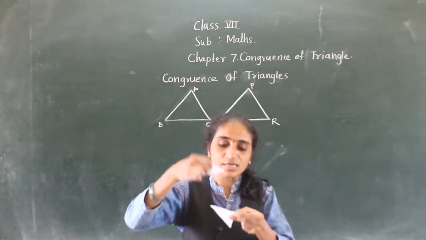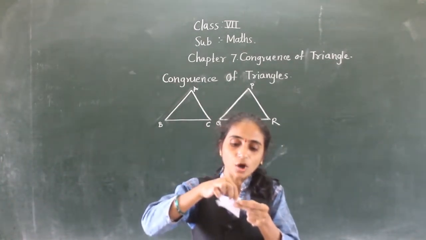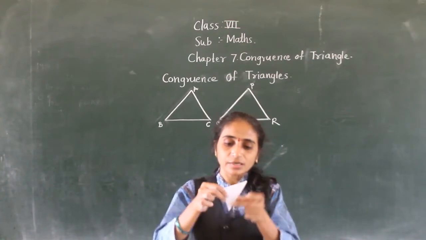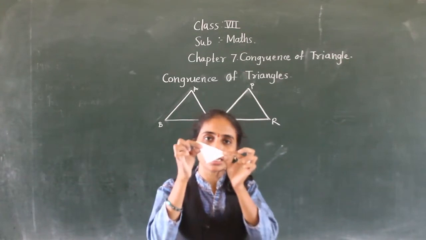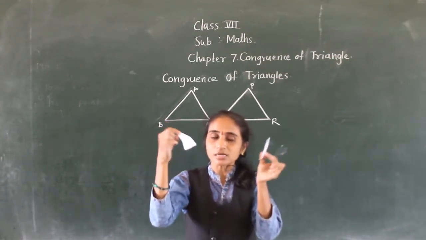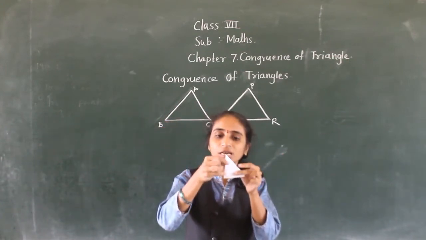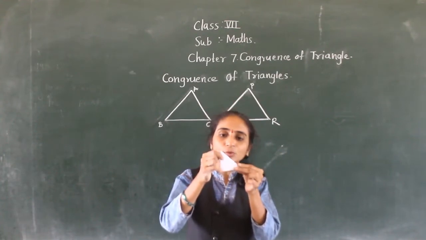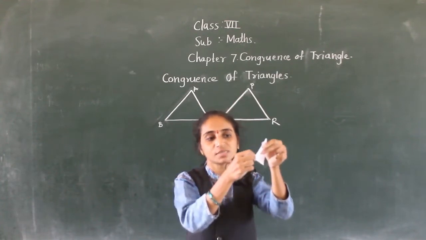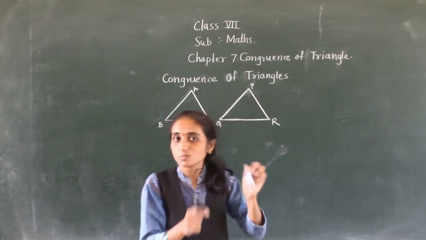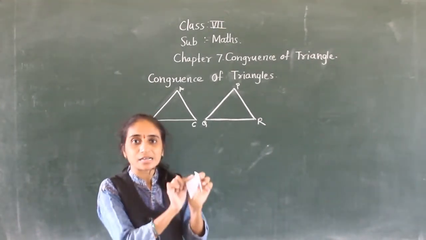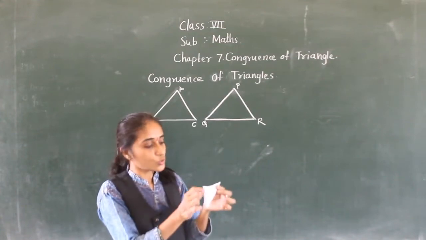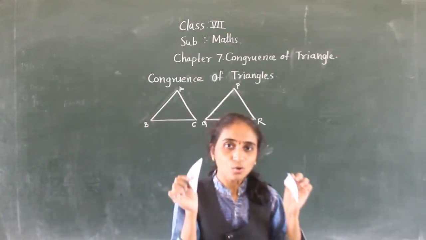If I keep these triangles on each other, they overlap each other. We see they have the same size and shape. Means both the triangles have the same size and shape. So both the triangles are congruent.